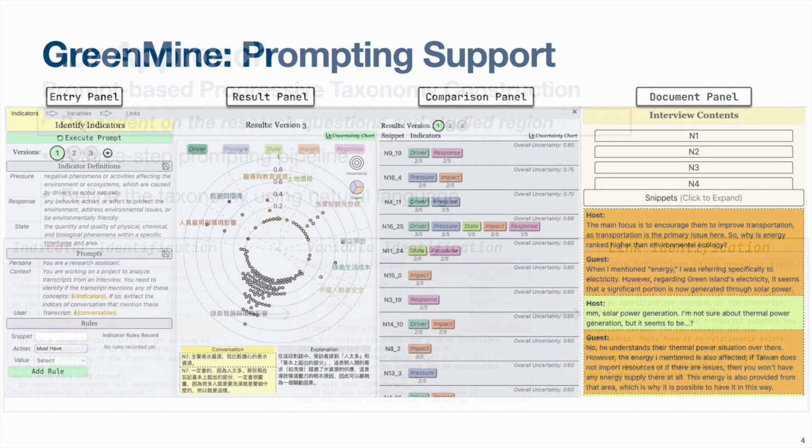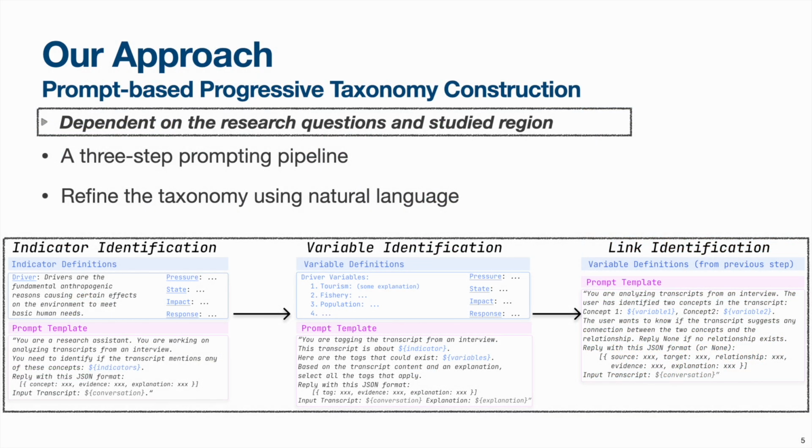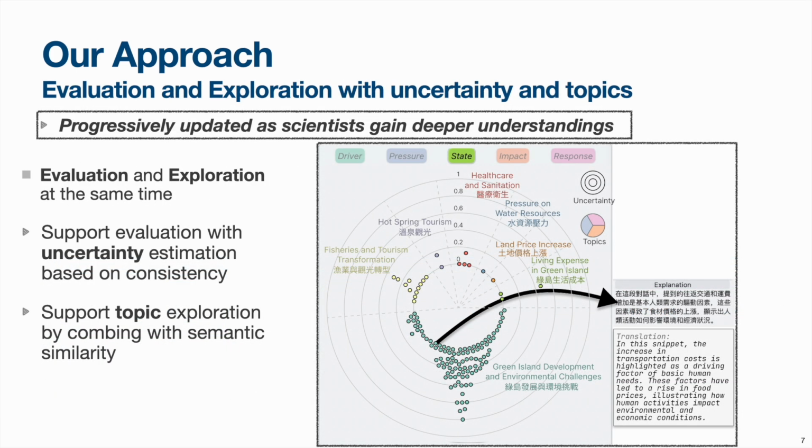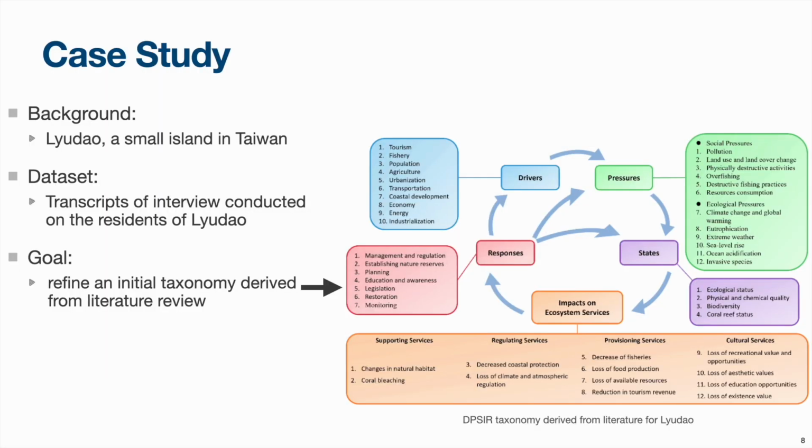on prompt engineering. For the first challenge, we design a three-step prompting pipeline that allows the experts to adjust the taxonomy to fit the context. For the second challenge, our system supports evaluation and exploration with an uncertainty chart, which plots uncertainty and the semantic similarity on the same plot. Users can use this chart for evaluation and get actionable insights on how to refine the taxonomy definitions. Next, let's see how the system works with a case study.